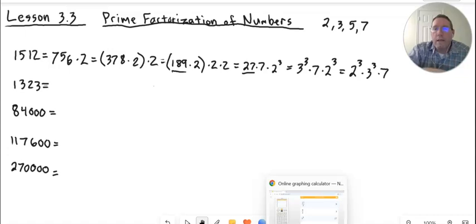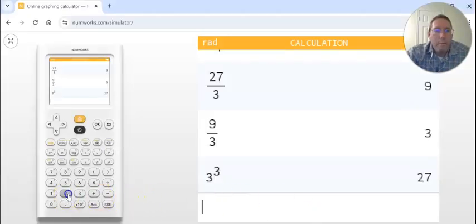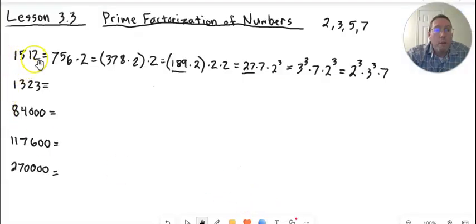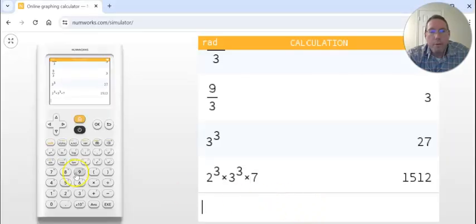And if we were to key that in to Desmos, watch what we would get. 2 to the 3rd power times 3 to the 3rd power times 7 gives us 1512, which is what we started with, okay? And so we got the prime factorization. We're good, okay? Now let's try 1323. So what I'm going to do now is I'm actually just going to use Numworks. I'm going to show you how I can do this pretty quick.